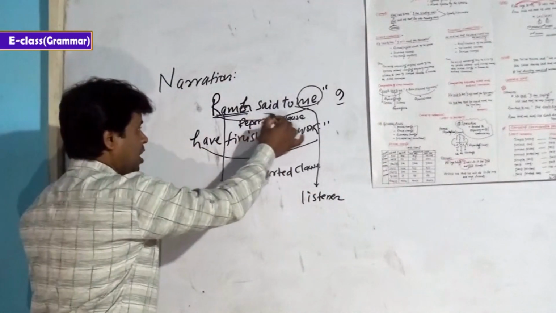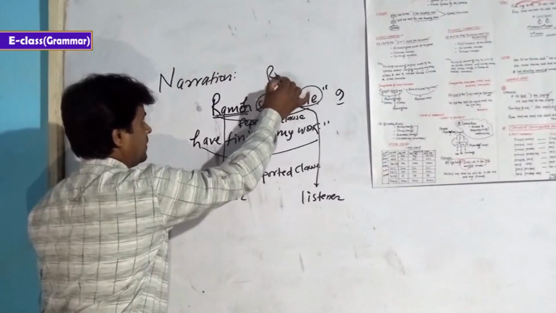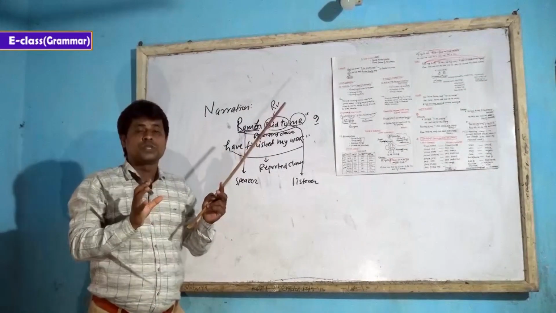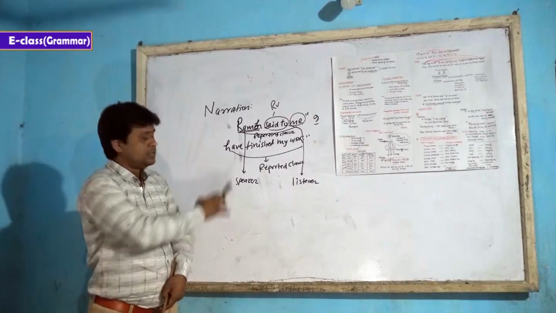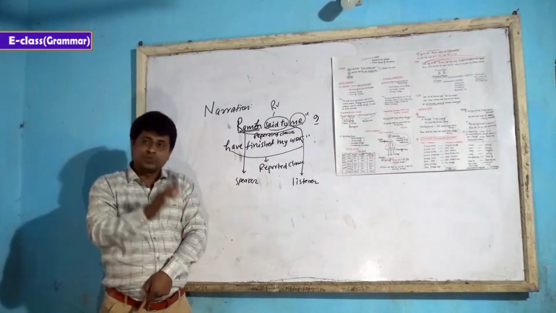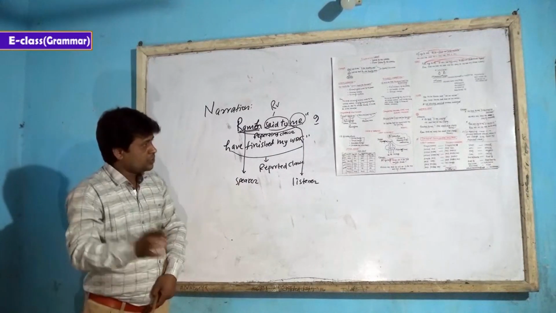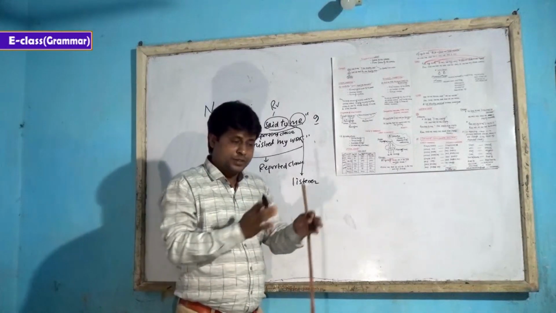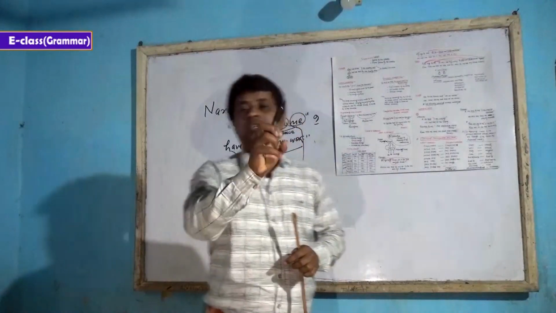Similarly, the verb of the reporting clause is called the reporting verb. These are the terms which are frequently used in narration while changing from direct to indirect. My dear students, after this, I will compare direct narration and indirect narration. Let's see the comparison.